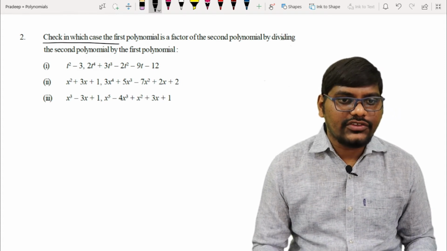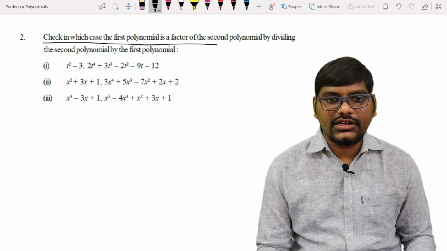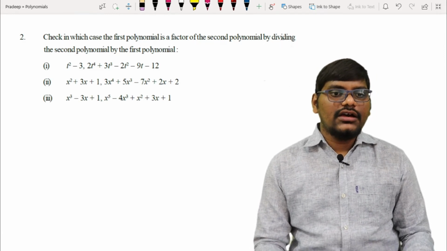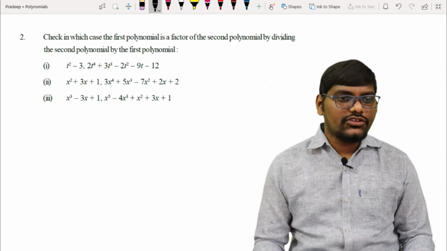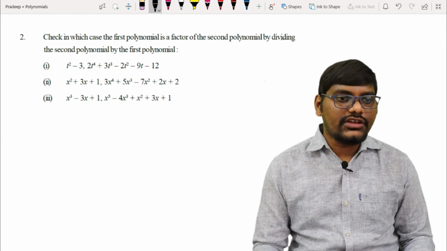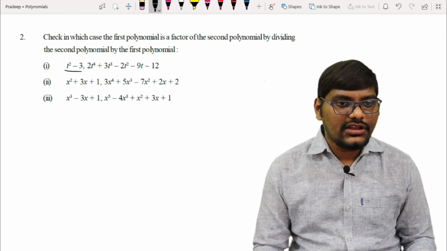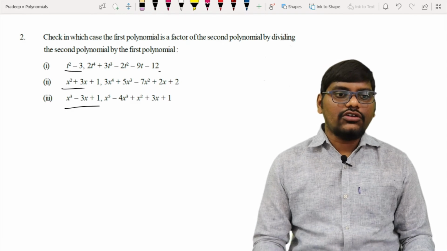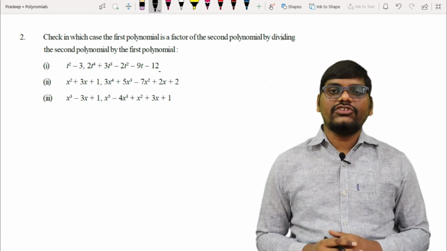Check in which case the first polynomial is a factor of the second polynomial by dividing the second polynomial by the first polynomial. Okay, so in this particular question there are three sub questions, and they are saying that in each and every question there are two polynomials. See here, two polynomials were there. So now there are two polynomials in each question.